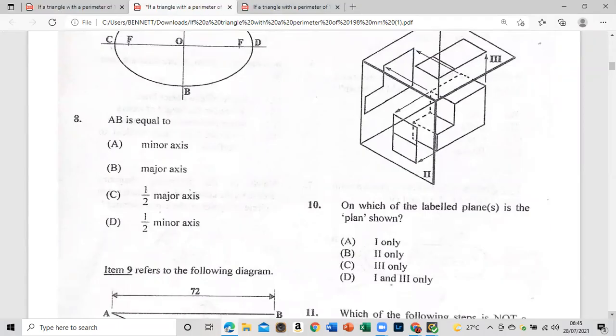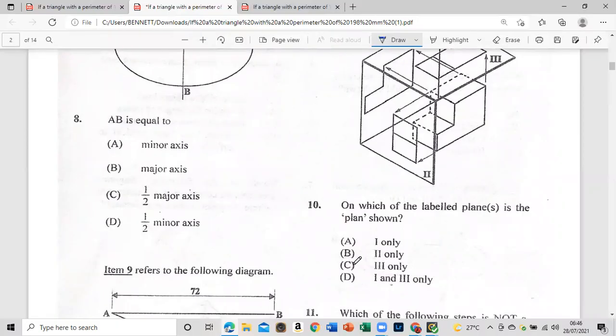And now, on which of the labeled planes is the plan shown? Is it 1, 2, 3, or is it 1 and 3? That would be 3 only. So that's right there. Number 10, it's 3 only.